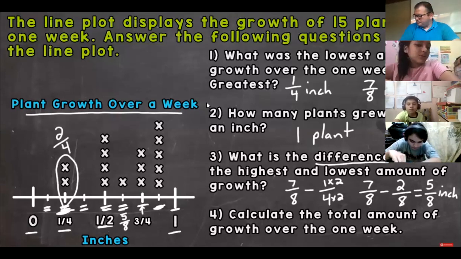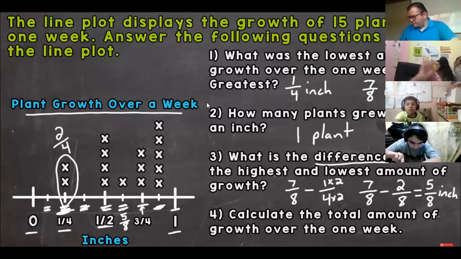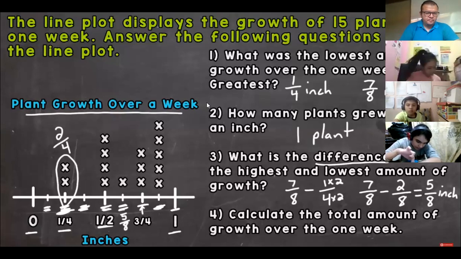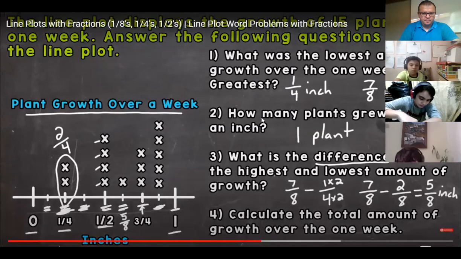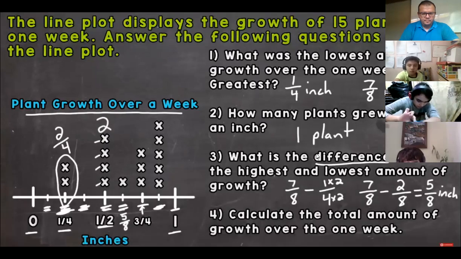Next, we can skip 3/8 of an inch. There's no X there. So we go to 1/2. And we have 1, 2, 3, 4, 1/2 growths. So that's a half plus a half plus a half plus a half, which is 2 wholes, 2 whole inches. So right now we're at 2 2/4.